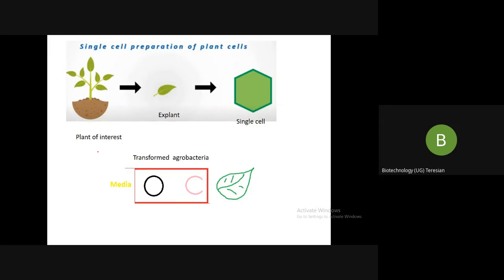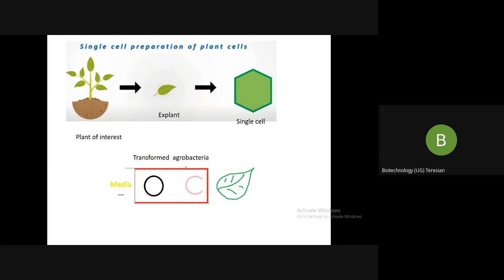The next step is the same as you did in your co-integrative vector. We take a plant of interest. We don't take the complete plant. Instead of that, we take an explant. Explant, you know that it is a part or a piece of your whole plant. So from this explant, we isolate the single cells. After we have isolated the single cells, we put them into a media containing your transformed agrobacteria.